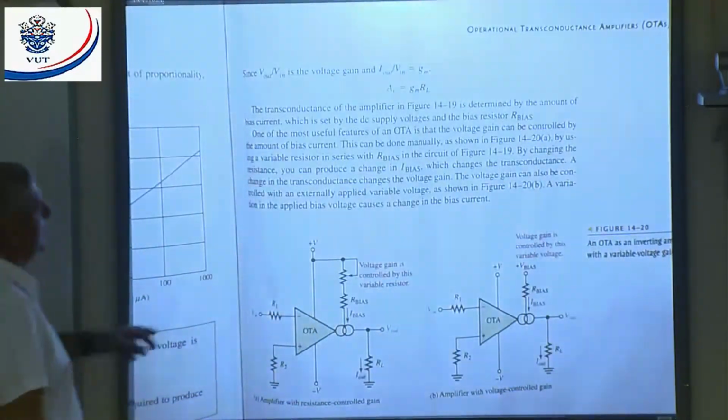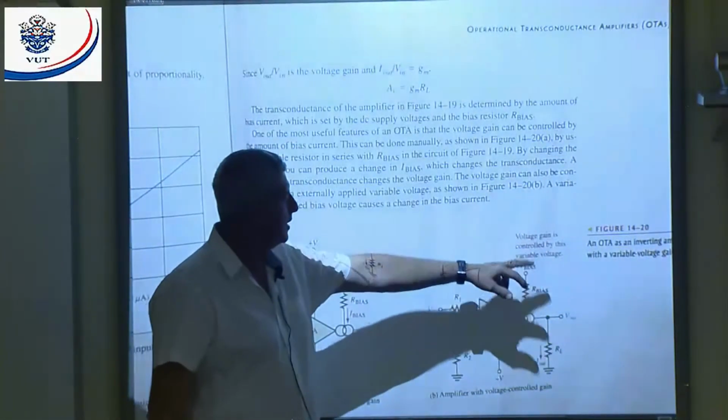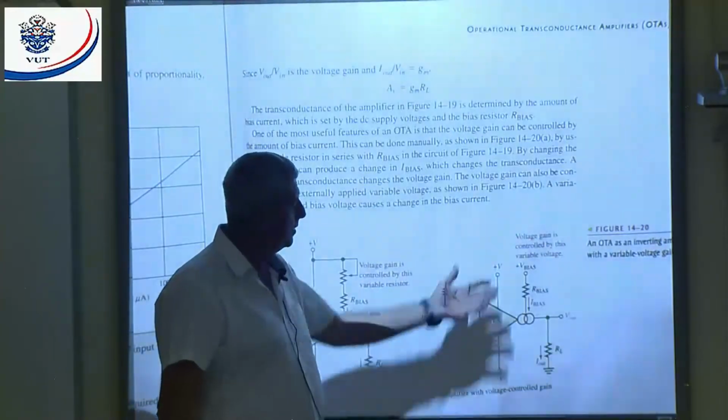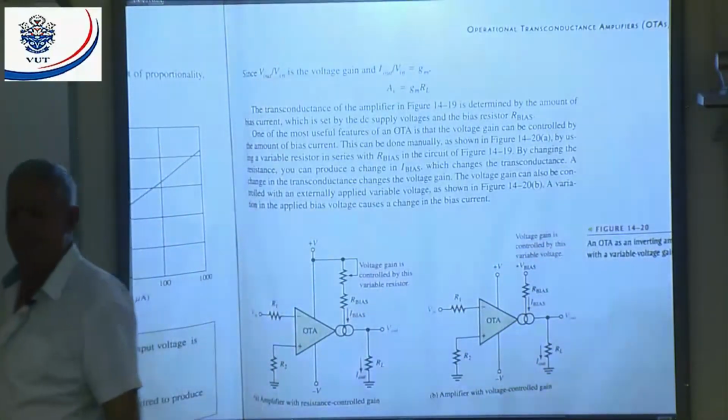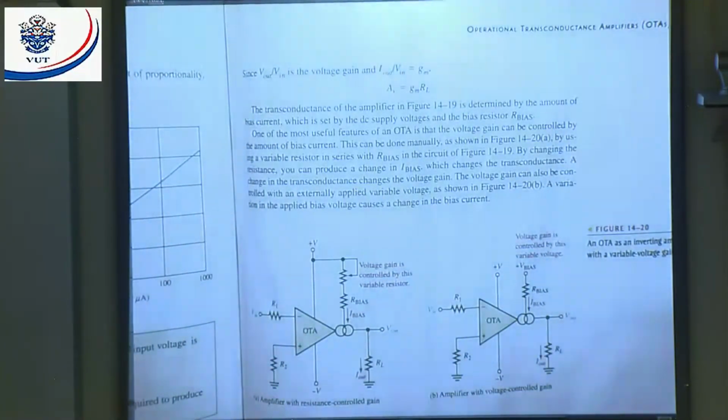Here they say voltage gain is controlled by this variable voltage. Here they make the voltage variable. You will also vary the bias current, and you will vary the gain. You with me?